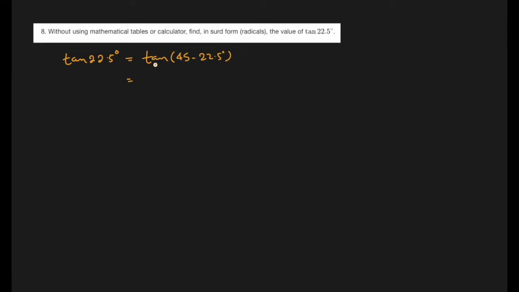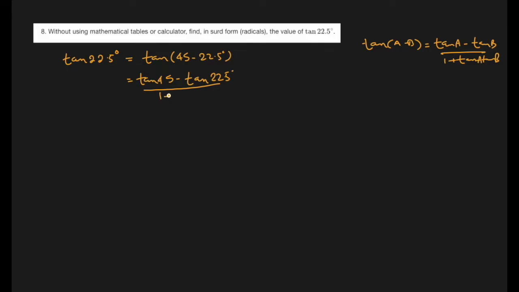Let me expand this right side by using this identity. Tan (A minus B) is tan A minus tan B over 1 plus tan A tan B, right? So that's what I will write here. Tan 45 minus tan 22.5 degrees over 1 plus tan 45 degrees times tan 22.5 degrees.